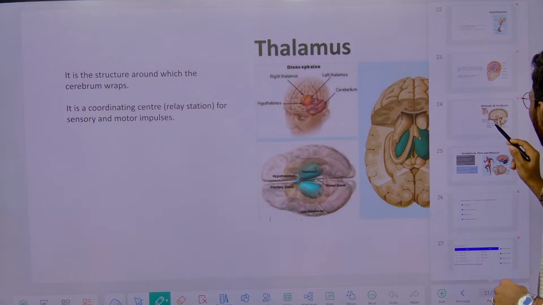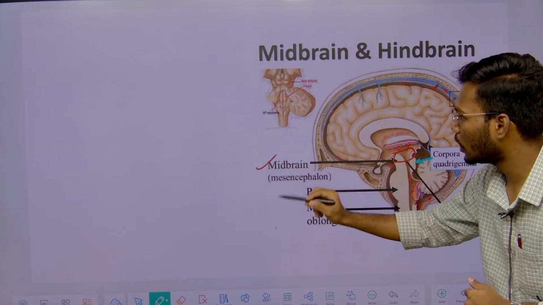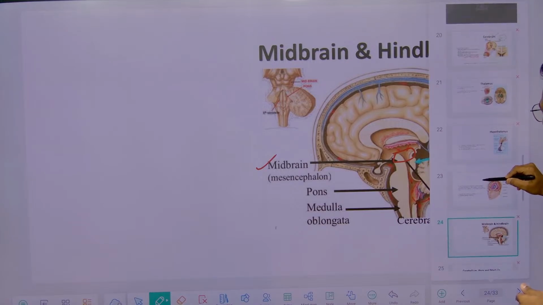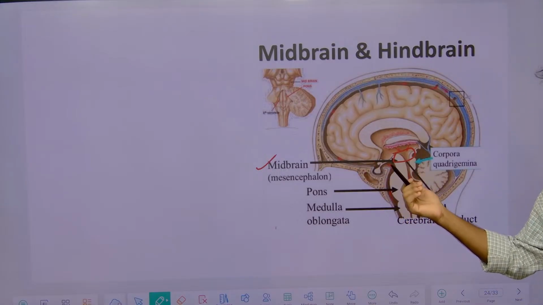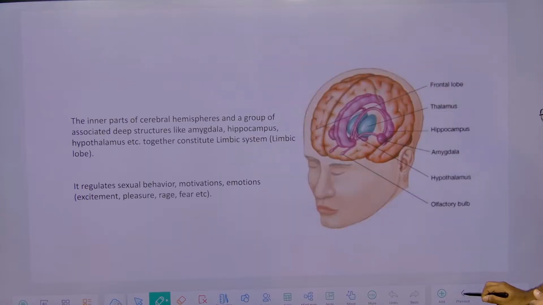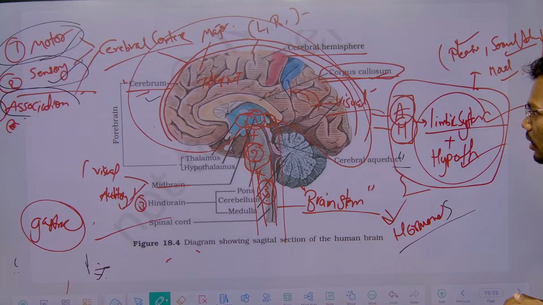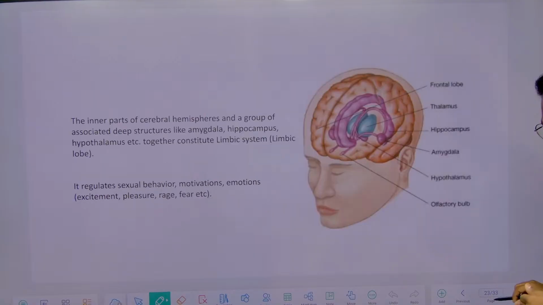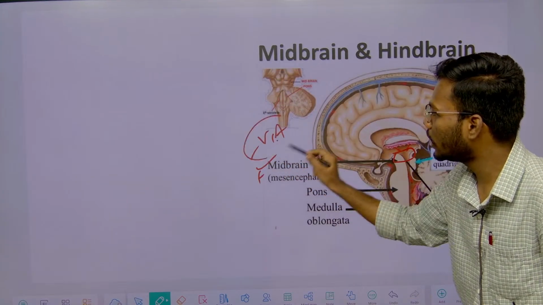Next one is about midbrain and hindbrain, right? So this is midbrain. It is also controlling many functions. What are the functions I told about midbrain? Visual and auditory functions. Yes, thank you. So this midbrain is controlling visual and auditory functions, right?